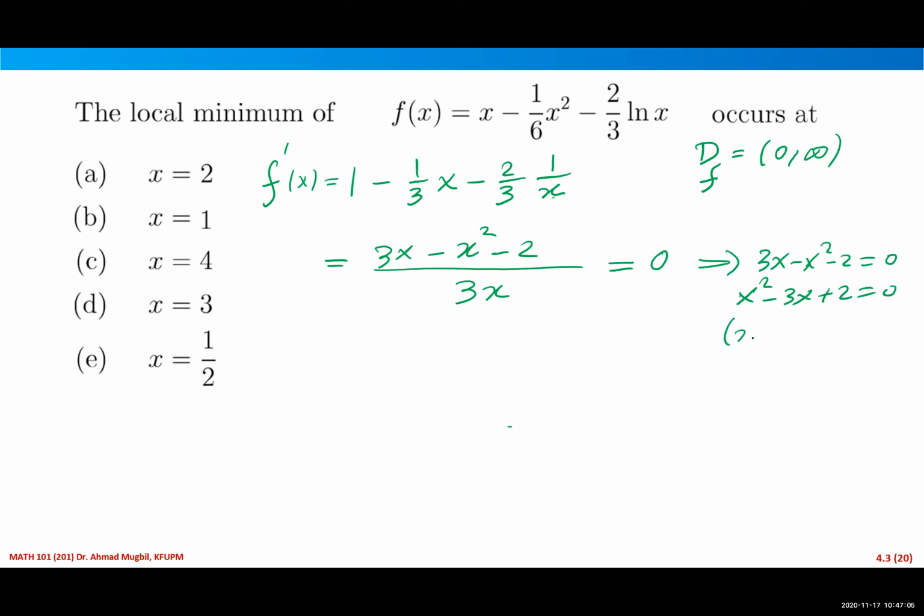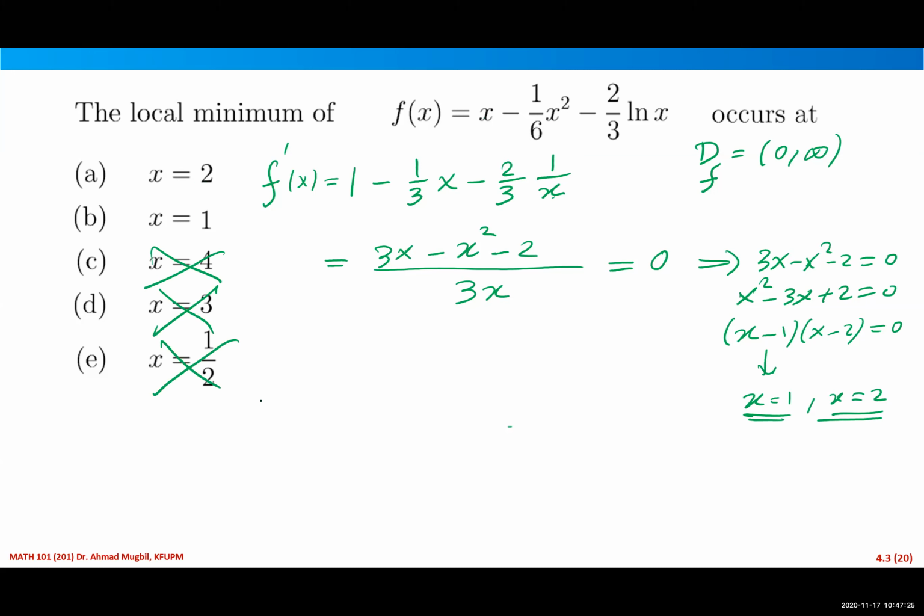Now you need to factor this. It will be (x minus 1) times (x minus 2). So we have, guys, two critical numbers, x equals 1 and x equals 2. So you have now, this one is a choice, this one is a choice, this one is not a choice, not a choice, not a choice. So if there is an answer, it will be only 1 or 2.